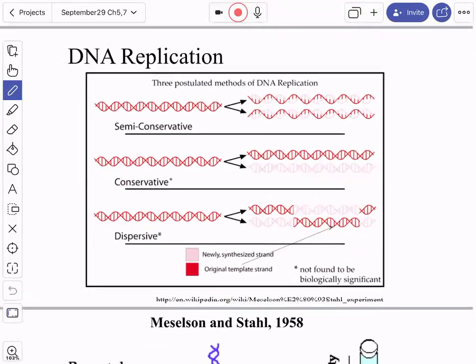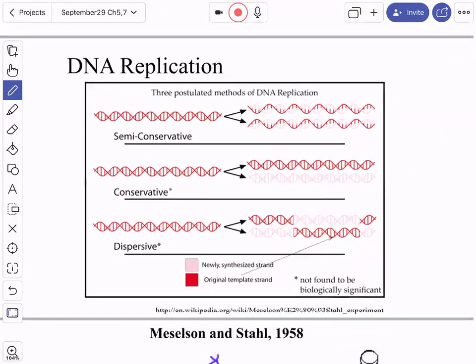All right, I'd like to spend a little bit of time here. When Watson and Crick wrote their famous paper elucidating the structure of DNA, they didn't do any experiments or really make any comment as to how they thought DNA is replicated. At the time, in the mid-50s, there were 3 hypotheses as to how DNA might be replicated. And it took a very famous experiment to try to figure that out.